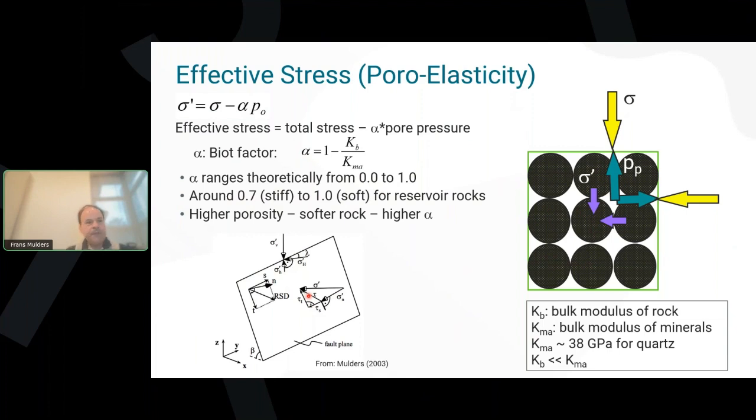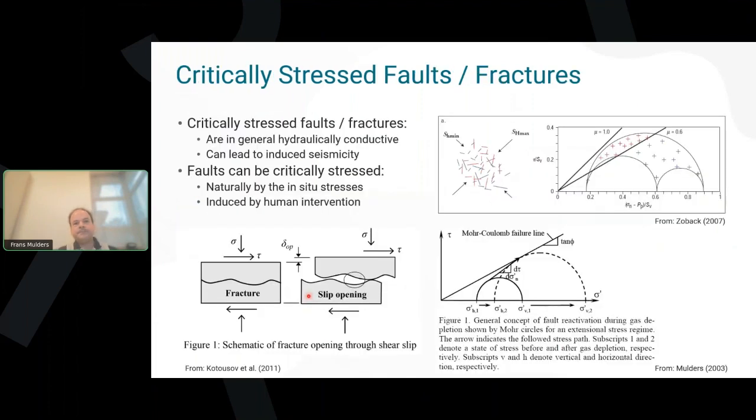And it's that effective normal stress and the shear stress which determine whether the fault will move or not when you compare it to a Mohr-Coulomb failure line, which is shown over here. So here you got a Mohr failure line. This is your effective normal stress. This is your shear stress acting on the fault.